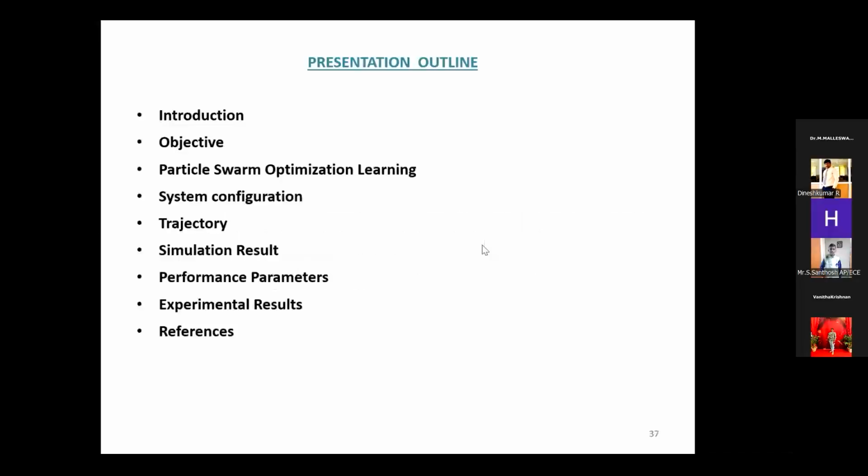Now let us see how it can be taken in the PSO concept: an introduction, the objective, and particle swarm optimization learning, which is the expansion of PSO. Our system configuration is the same as earlier, like the GA-based optimization. For the trajectory, I may consider a nonlinear trajectory also. Then how to get the simulation result, then we'll see some of the performance metrics and how they are performing, and finally the experimental result.